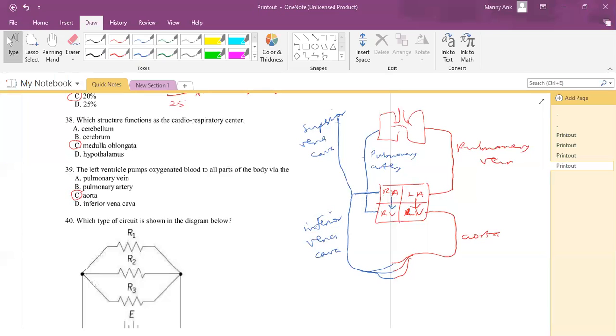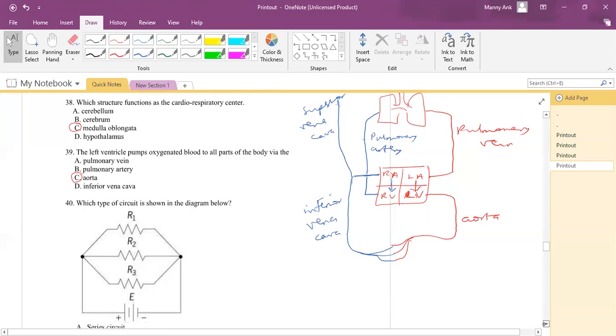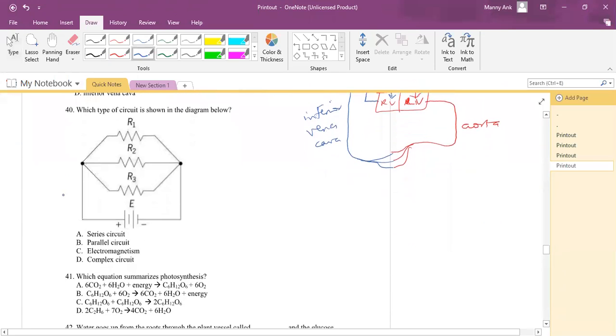And then 40, what type of circuit do we have here? This is a parallel circuit. Because there's an alternate pathway. If we block here, the current can still flow through there and there. If I block here, it can still bypass and flow through the other places. So there's an alternate path of flow if you block one path. So that is a parallel circuit.